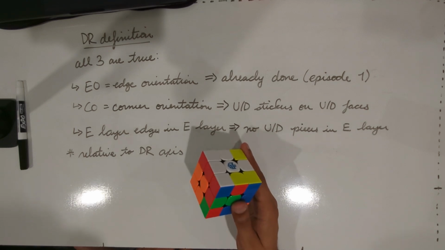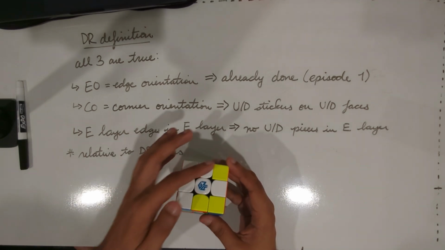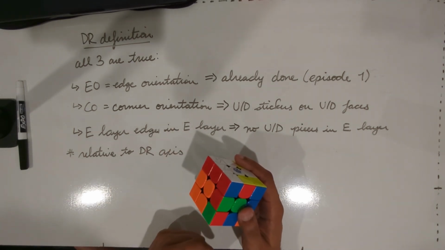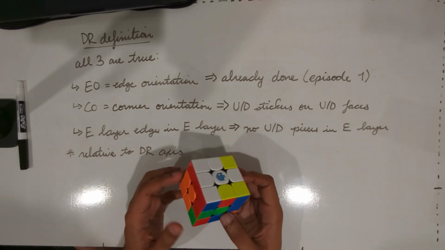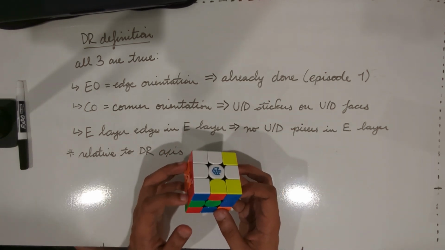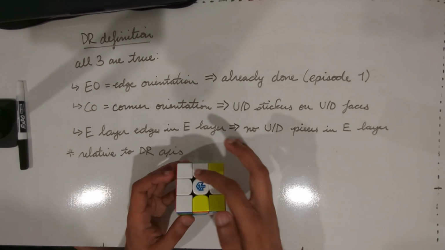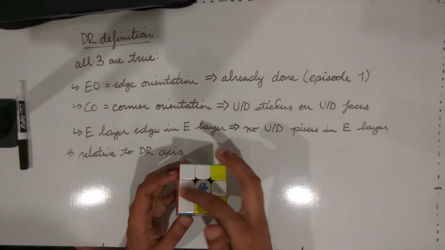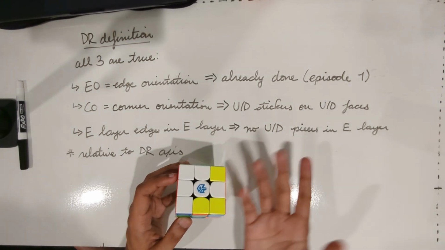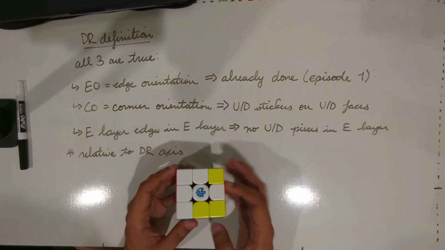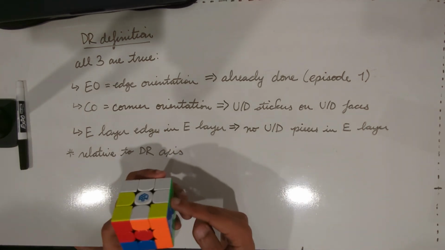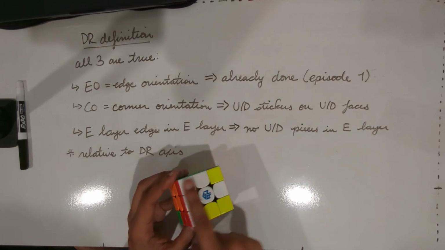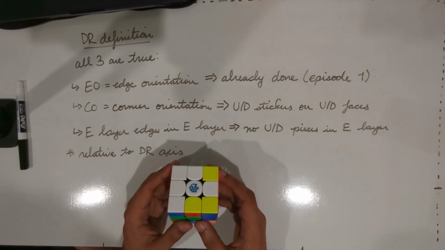Now, a slightly faster way to check for DR is by simply looking at the U and D layers directly, actually just even the UD faces. Because we need all E layer edges to be sitting in the E layer, only U and D edges have to be sitting in U or D. And because we know that edges are already oriented, that means that we can't have any U and D stickers sticking out onto the sides here. They all have to be on the U or D faces.